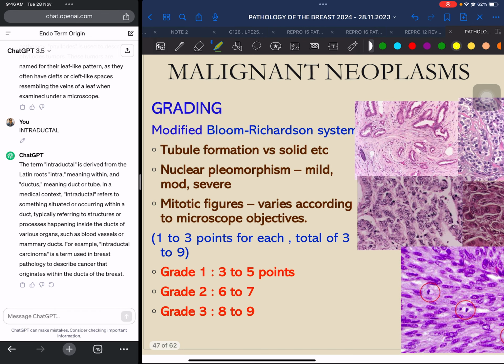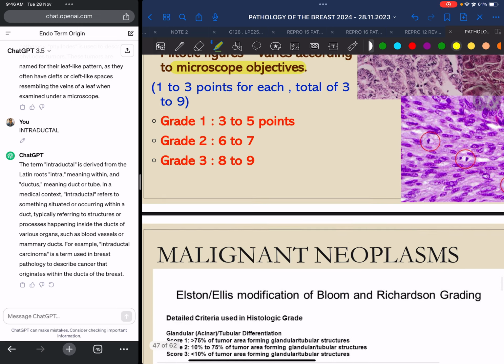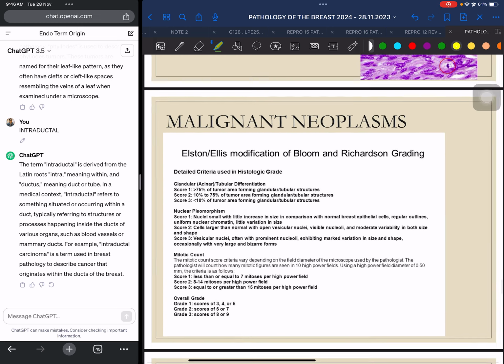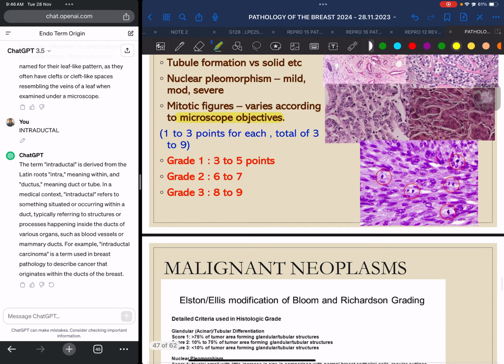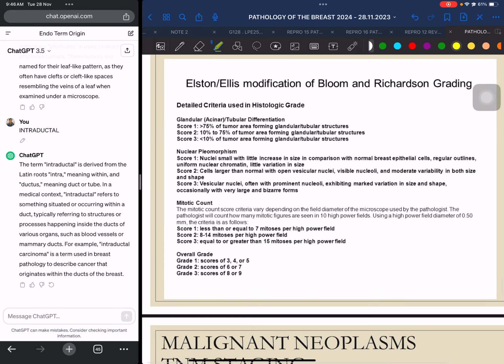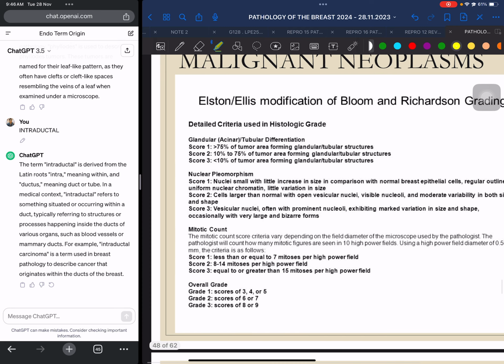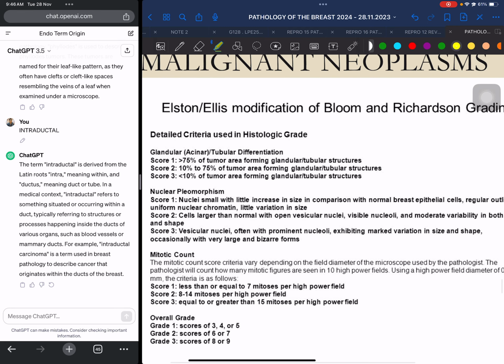Okay, so for breast cancer, it is important for us to grade them. We use the modified Bloom and Richardson grading system, which is characterized by tubule formation, nuclear pleomorphism, and mitotic figures. So these are the three things that we use to grade breast cancer, and they are very important. You give a score, and if you have a score of 8 to 9, then the grade of this cancer is grade 3.